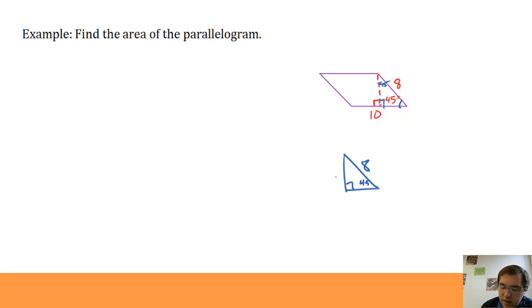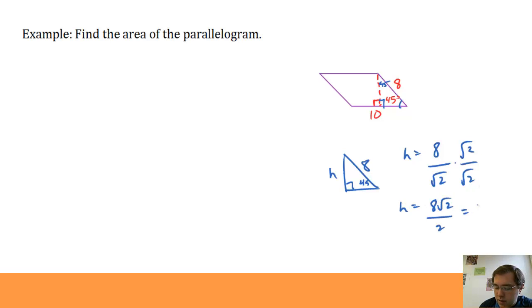How do I find it? Let's call it h. So h is going to be 8 divided by radical 2. That's our ratio for 45, 45, 90 triangles. So I've got to multiply by radical 2 over radical 2 to get rid of that on the bottom. I get 8 radical 2 over 2, which becomes 4 radical 2. So the height is 4 radical 2, and the base is 10.